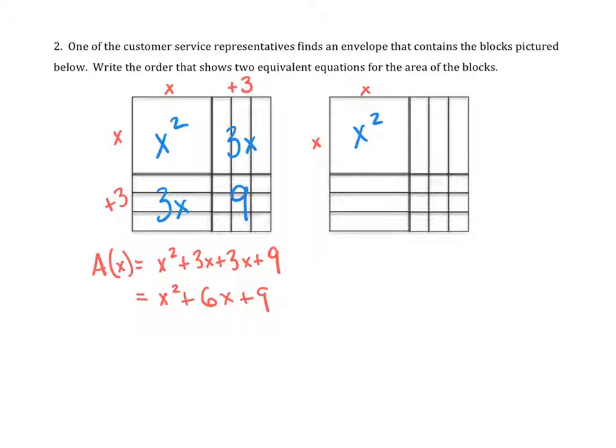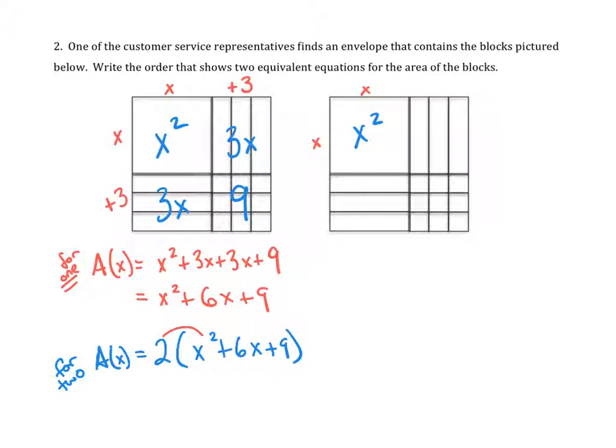So this, my friends, is only the area for one block. So I want the area for 2 blocks. So if I know that this is the area for 1 right here, how can I change that to the area for 2? This is going to be the easiest question you have all day. If we want to take 1 and make it into 2, we just multiply everything by 2. So I'm going to do 2 times x squared plus 6x plus 9, which means, guys, what are we about to do? We're about to distribute.